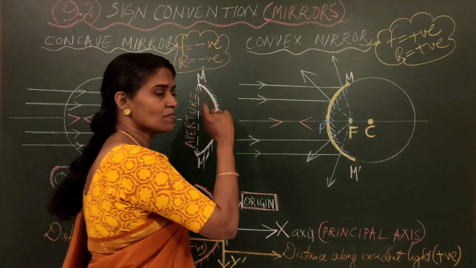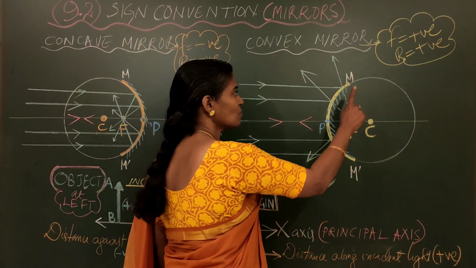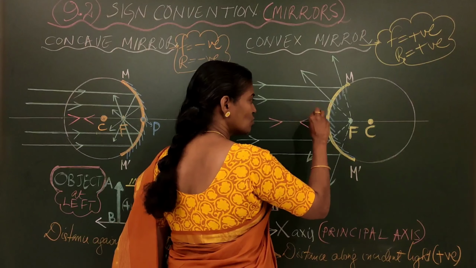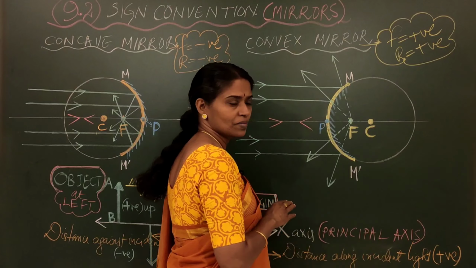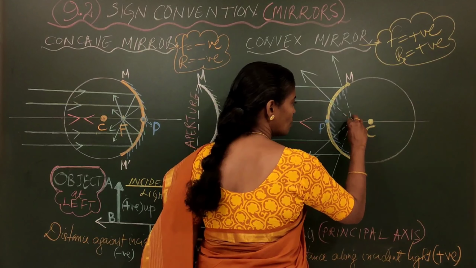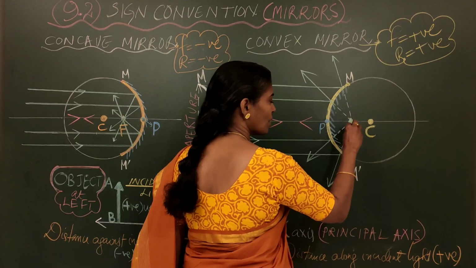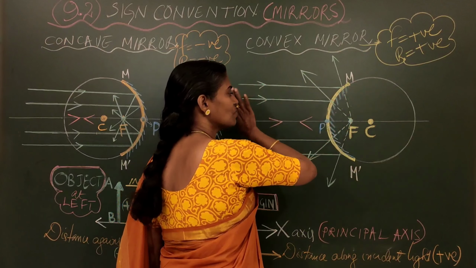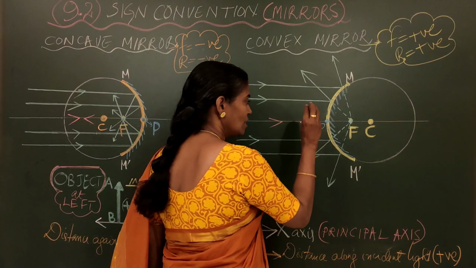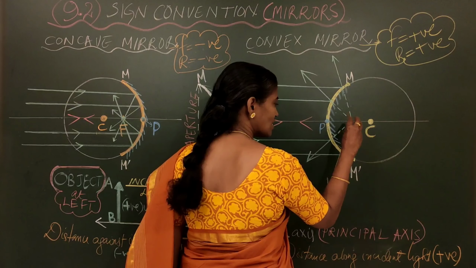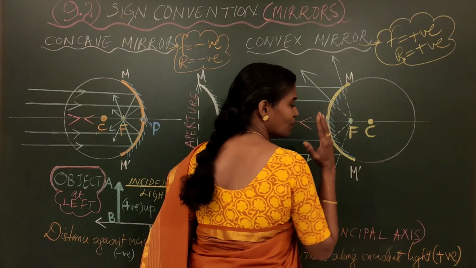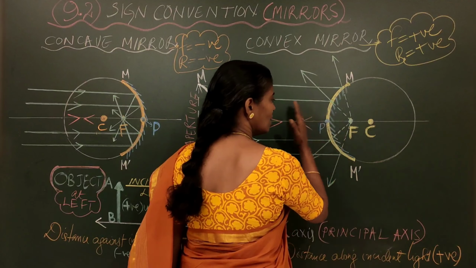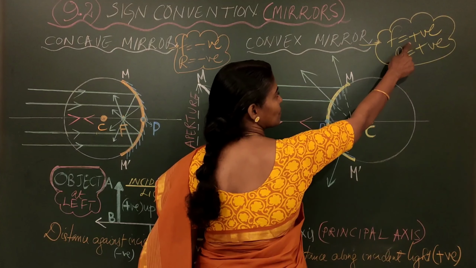Then we go to the convex mirror. In a convex mirror, the focus is towards the right of the pole. The image is formed, or appears to diverge, from a point which is to the right of the pole. The direction of incident light is from left to right, and the focus is at a point to the right of the pole. So start from P and measure to the right, along the direction of incident light, which means positive.